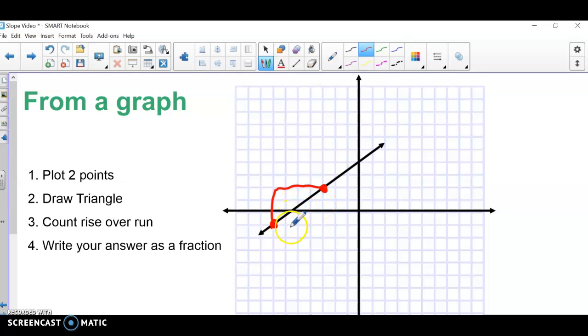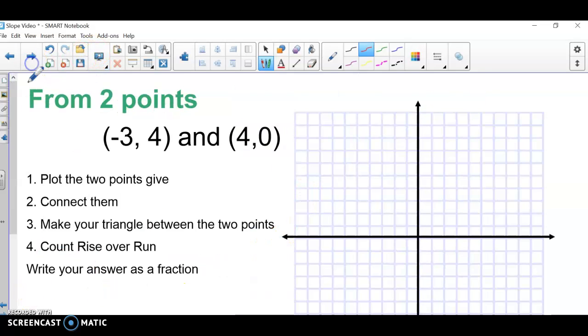I'm going to count the rise over the run. So rise, I go up 1, 2, 3. And my run, I go over 1, 2, 3, 4. And when I have that, I need to write my answer as a fraction. So rise divided by run. And the graph was positive, so it's positive.